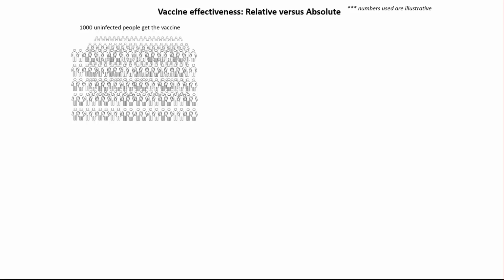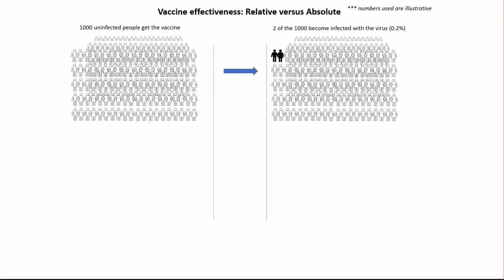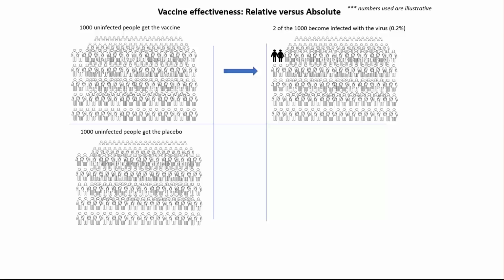So let's look at that example in the context of vaccine effectiveness. Suppose that 1,000 uninfected people get the vaccine. So there's our 1,000 people. And suppose that 2 of the 1,000 become infected with the virus. So there's our 2 out of 1,000. And let's consider 1,000 uninfected people who get a placebo, so they don't get the vaccine. Suppose 12 out of the 1,000 become infected with the virus.